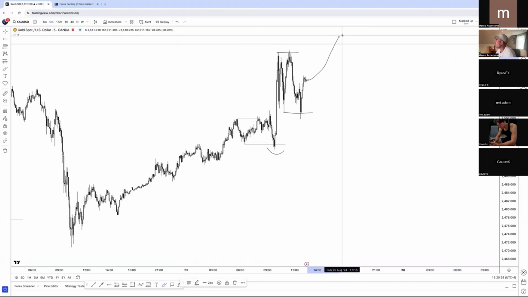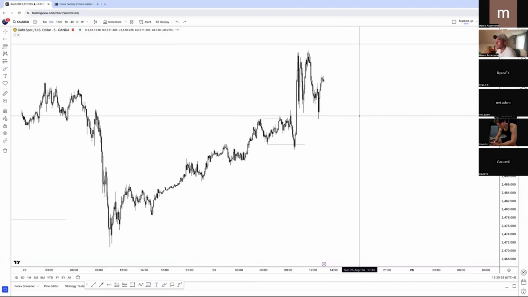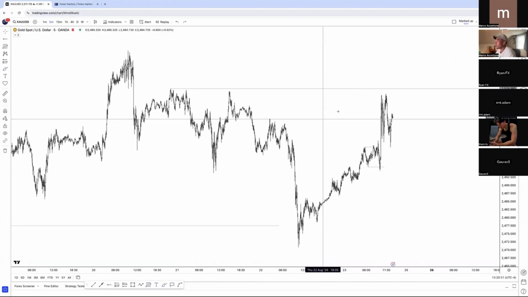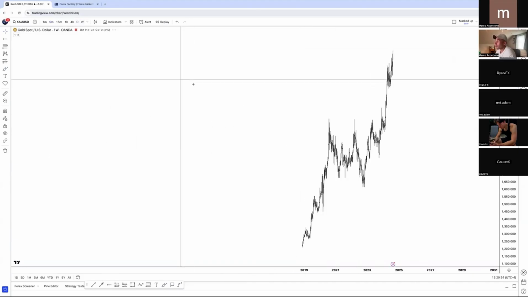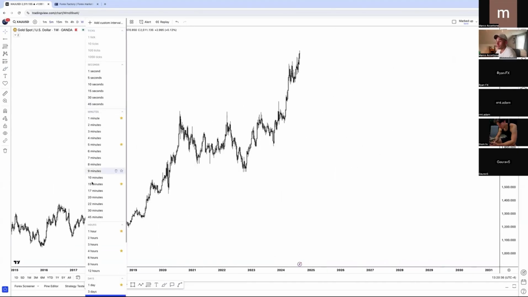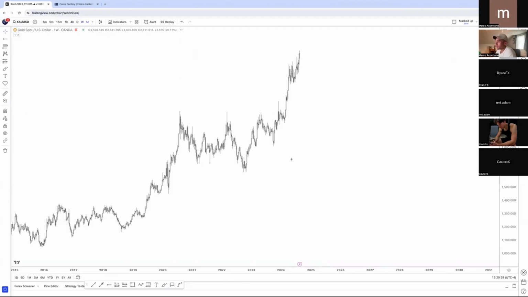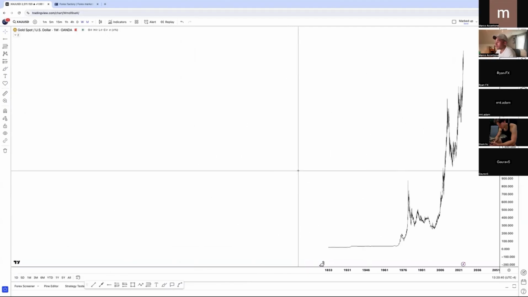But obviously, as we know, the week's done. It's going to be dead the rest of the day, most likely. So yeah. But as for gold, just look at this thing. We are on the moon.